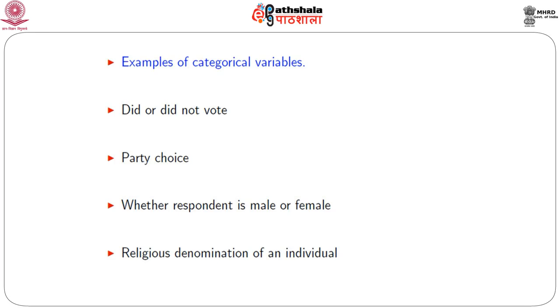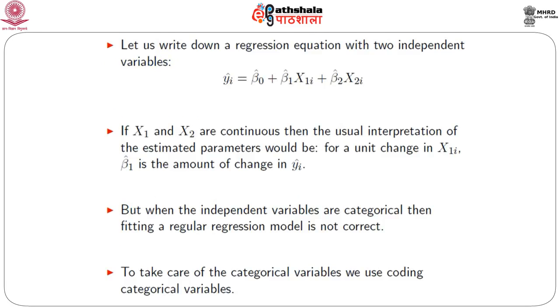And when we want to use categorical variables as one of the predictors in a model, we use regression models with dummy variables. So, let us write down a regression equation with two independent variables. The dependent variable here is y. So, we write y hat equals beta naught hat plus beta 1 hat x1 plus beta 2 hat x2.